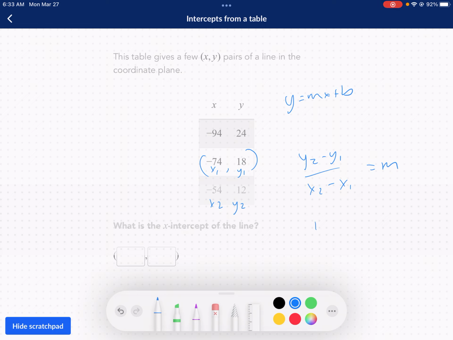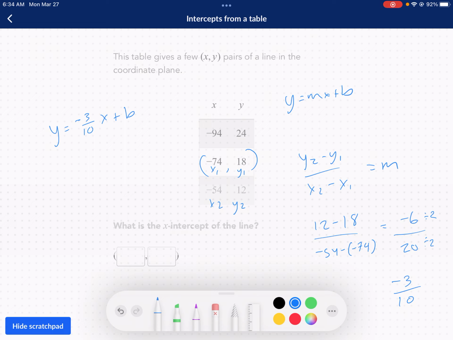So I have 12 minus 18. Then we have negative 54 minus a negative 74. So I get negative 6 on the top. And on the bottom, I get, looks like just positive 20, right? Yeah, positive 20. I like reducing it when possible. You can divide both the top and bottom by 2 here. So we get negative 3 over 10. Right, y equals negative 3 over 10 x plus b.